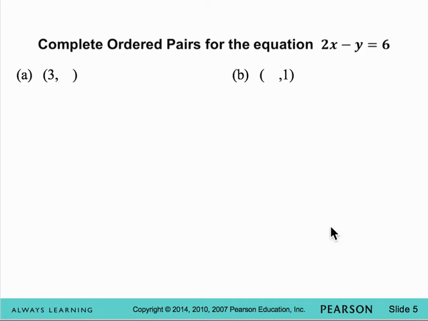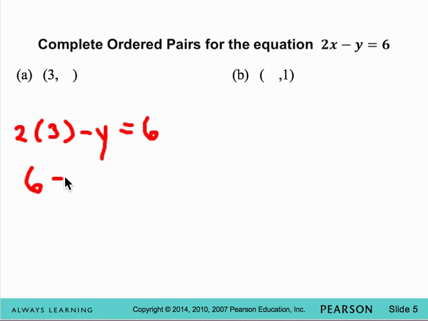So then we need to be able to complete ordered pairs. That means I know that x is 3, and I need to find out what y is when x is 3. So I'm going to plug that 3 into the equation, and that just gives me one variable so I can solve it.